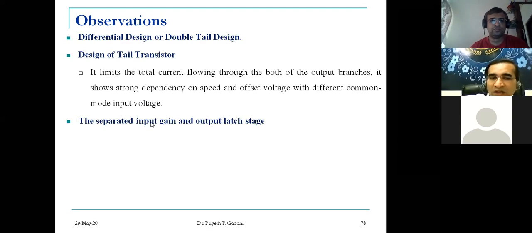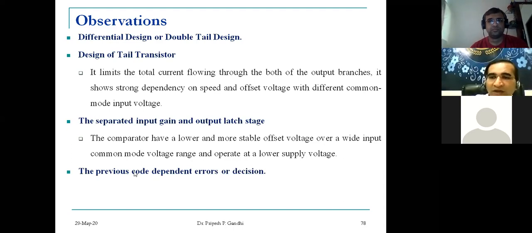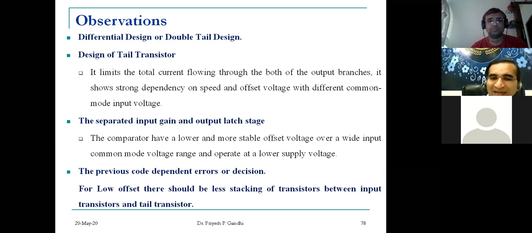Then we have to separate out the input gain stage and the output stage, because otherwise the noise from the input stage will affect the output stage. And again we have to reset the circuitry after each and every comparison. The circuit should go into reset mode for the next comparison. How we reset the previous decision also affects the accuracy, because it is considered as a previous-code dependent error. And for low offset there should be less stacking of transistors between the input transistor and the tail transistor. So at the bottom we should have a smaller number of transistors.